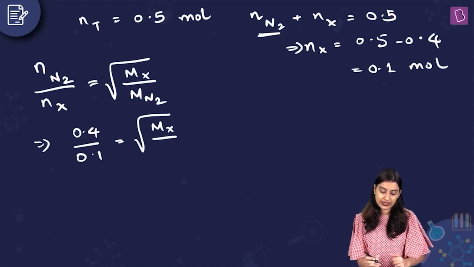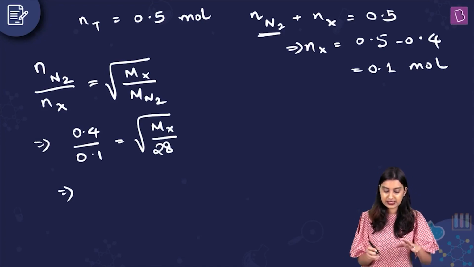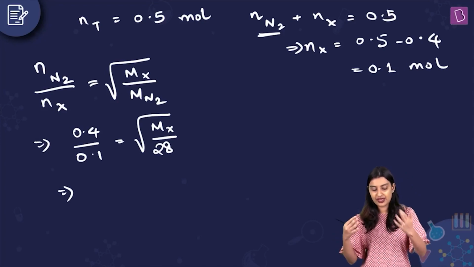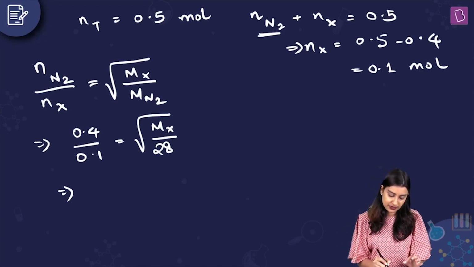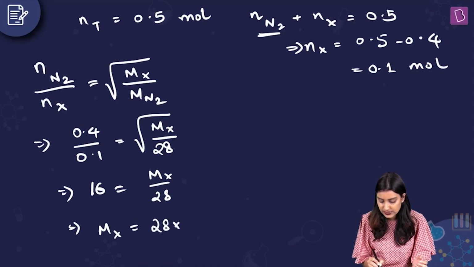2 into 14, nothing but 28 gram per mole. So what you have is basically 4 is equal to under root of mx by 28. I will simplify this. I'll square it on both sides. You have 16 is equal to mx by 28. So your mx is going to be equal to 28 into 16.